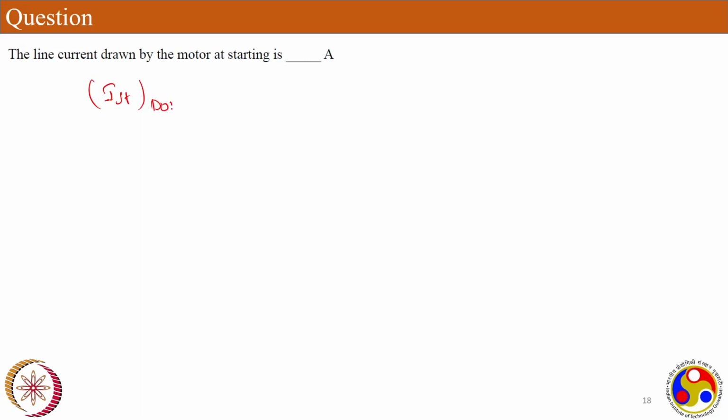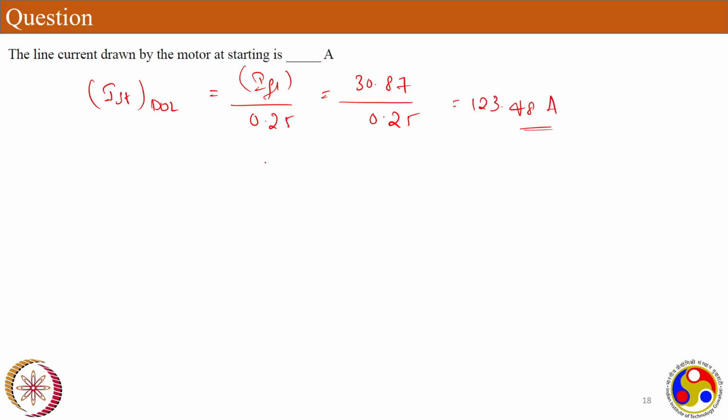IST DOL is equal to IFL divided by 0.25. So 30.87 divided by 0.25 will be 123.48 amps. Now you know the starting current in the DOL. You also know the relation of starting current in the auto transformer is equal to X times the IST, that is in DOL.